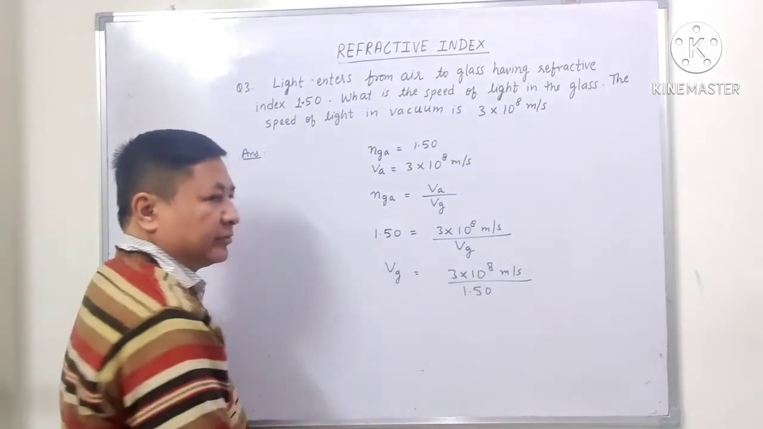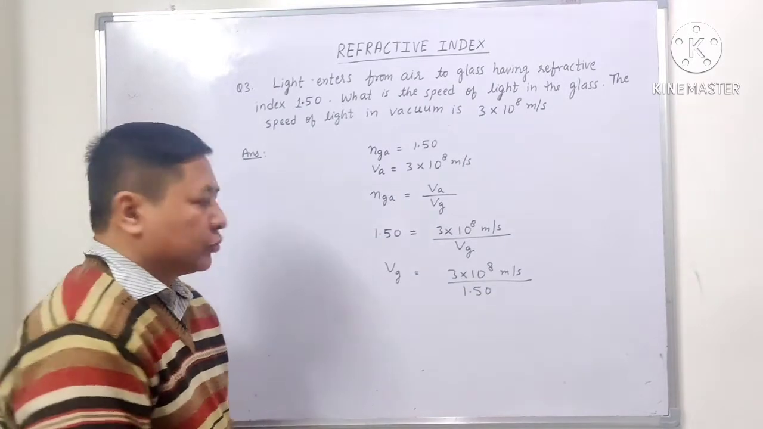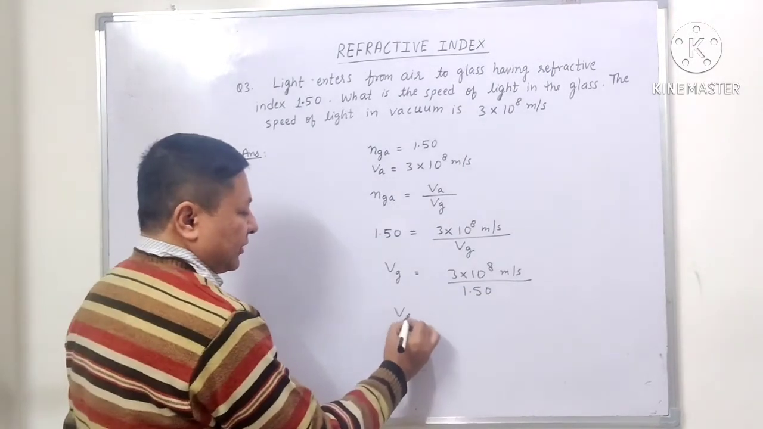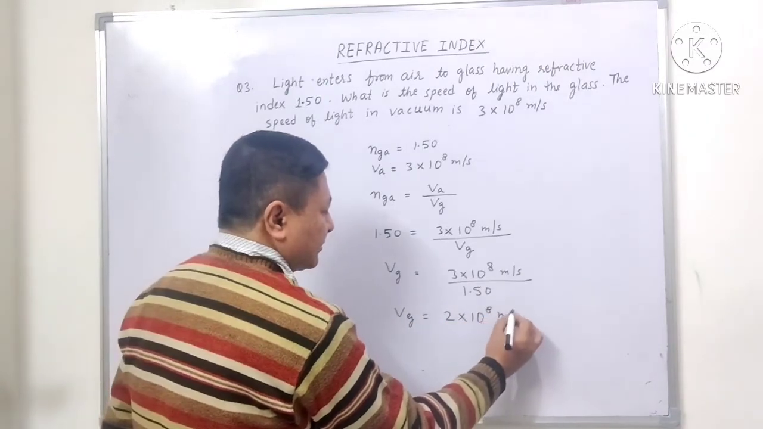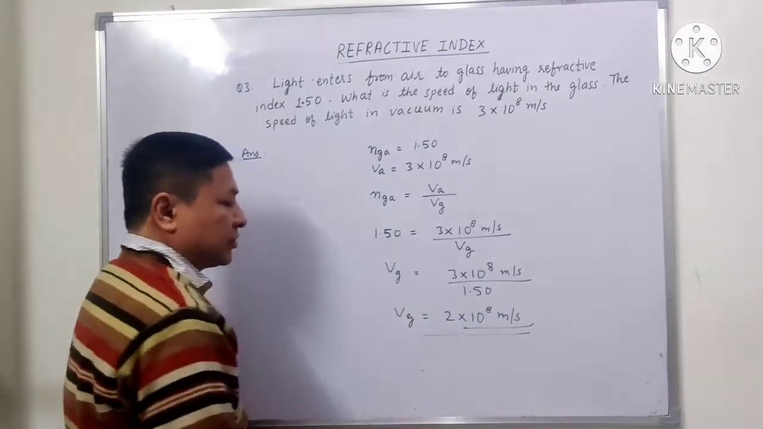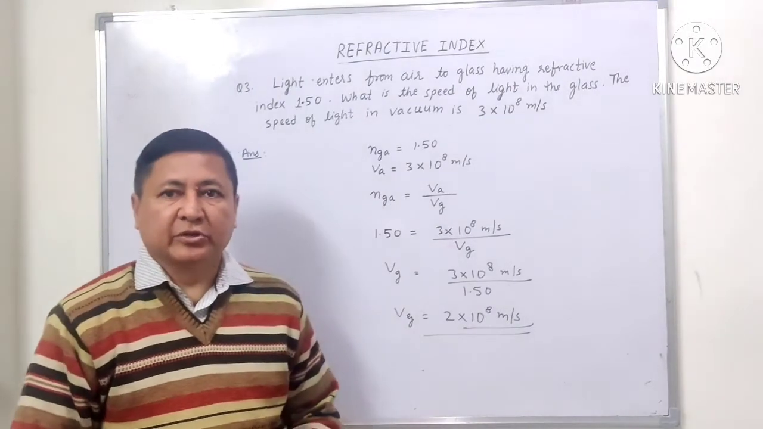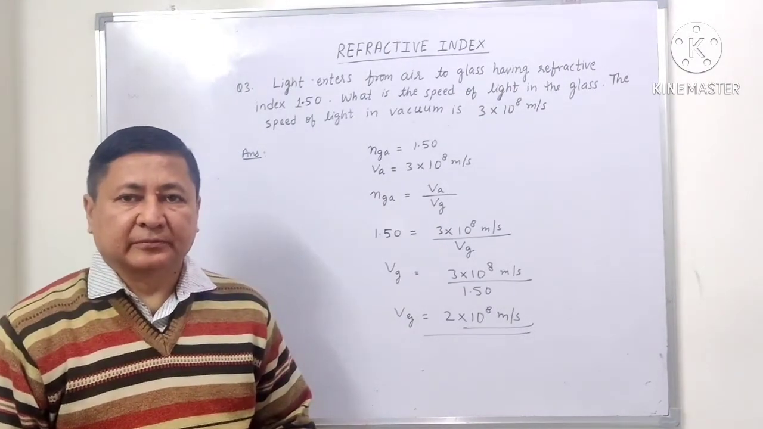So 3 divided by 1.50 is 2. So it will become speed of light in glass will be 2 into 10 raised to 8 meter per second. So the speed of light in the glass is 2 into 10 raised to 8 meter per second.